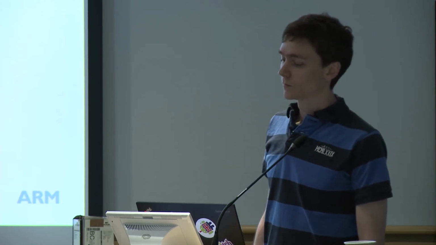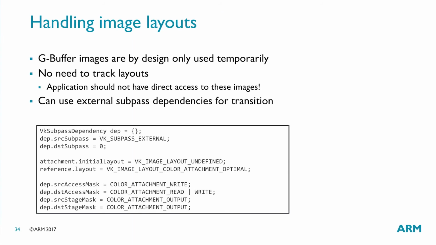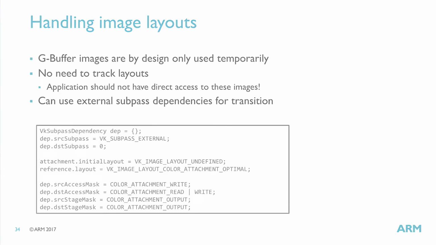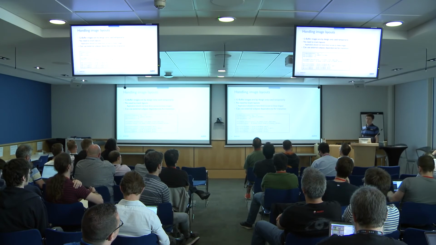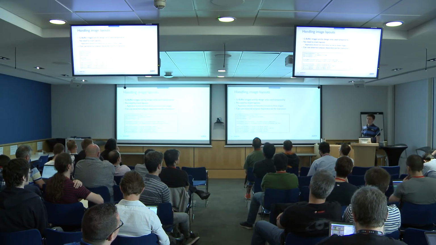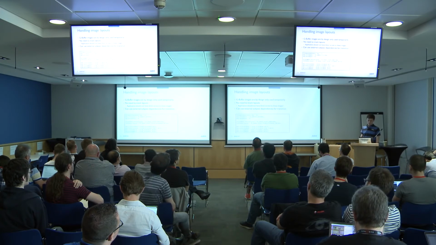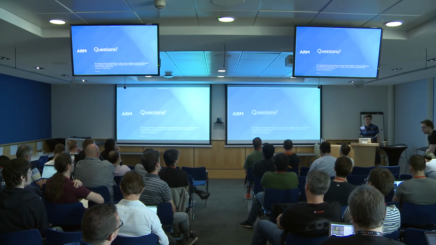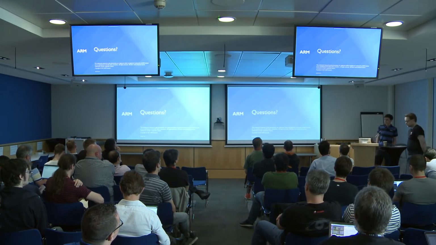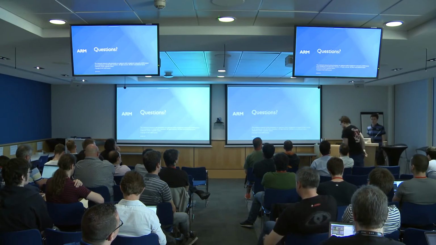Yeah, and finally some tips about handling image layouts. gbuffer images are by design only used temporarily, and since the application should not have direct access to these images, we don't really need to track these layouts. So just use external subpass dependencies for transitioning. Yeah, that was all we had. Do we have any questions?